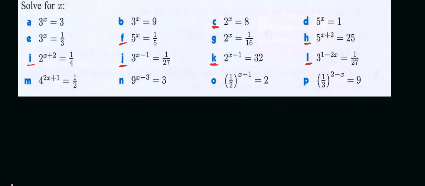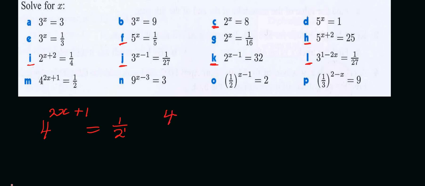All right, so that is it for question L. I hope you can follow. Okay, so let me take question M. So here we have 4 exponent 2x plus 1 equal to 1/2. So over here we have 1/2, so we can change this fraction to a whole number with a base of 2. So let's do that now.